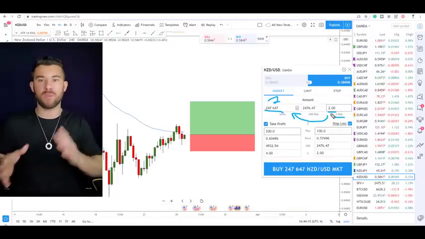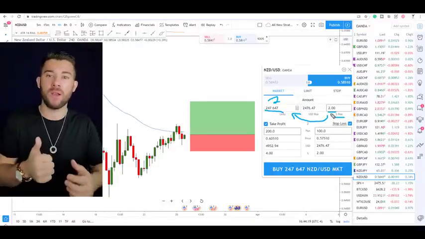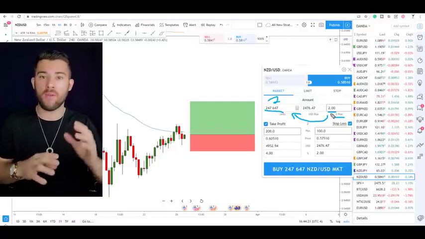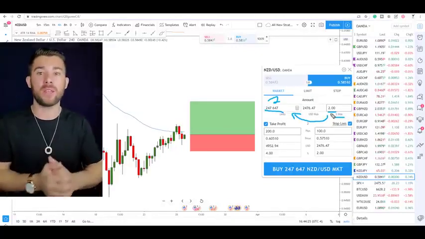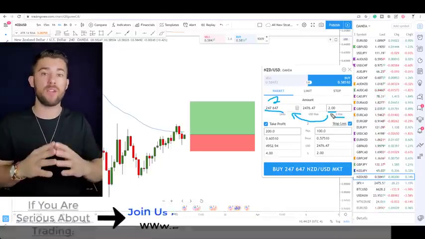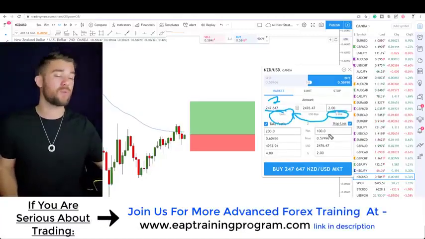So I wanted to give you both of those so that you now at least understand how to calculate the value of a pip based on your order size. And also, you know now that you can go over to TradingView and you can see the amount of units you need to purchase based on the percentage risk of your account.